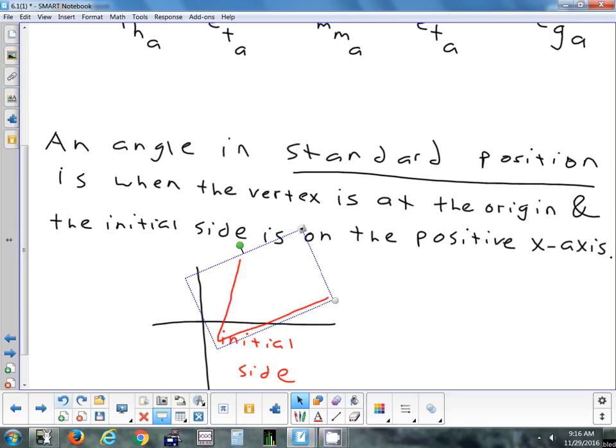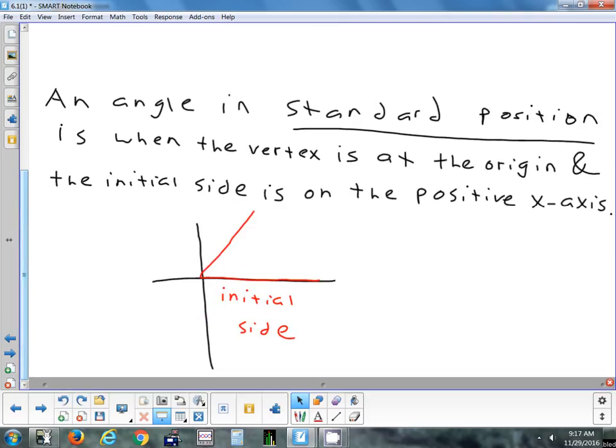Okay, what if I did this? Is that standard position? No. The vertex is at the origin, but the initial side is not on the positive x-axis. The terminal side is on the positive y-axis, but we don't care where the terminal side is. I only care where the initial side is and where the vertex is. So, any questions on what it means to draw an angle in standard position? All right.